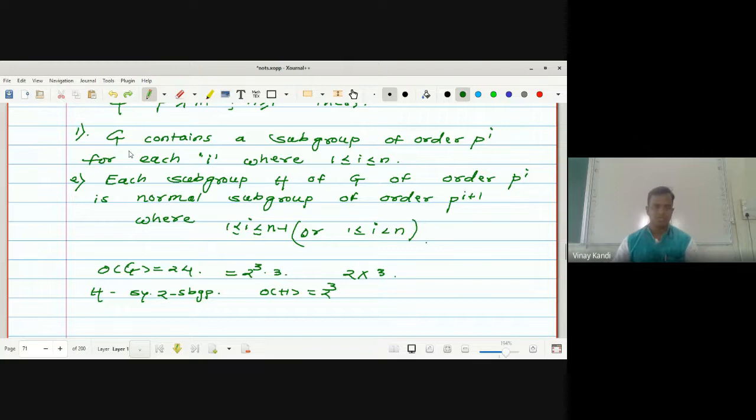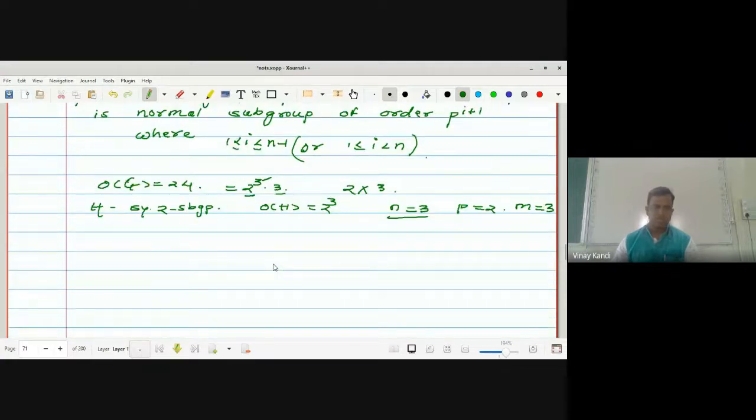What says the first Sylow theorem? G contains a subgroup of order p raised to i for each i. Here the value of n is 3, the value of p is 2, and also m is equal to 3. This one is m, this one is n, this one is p.